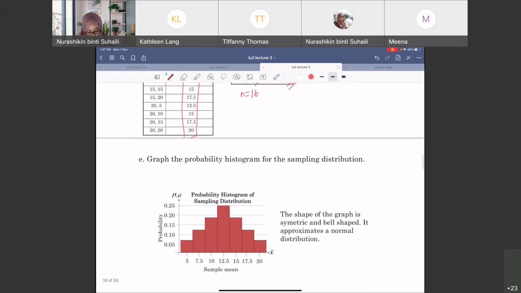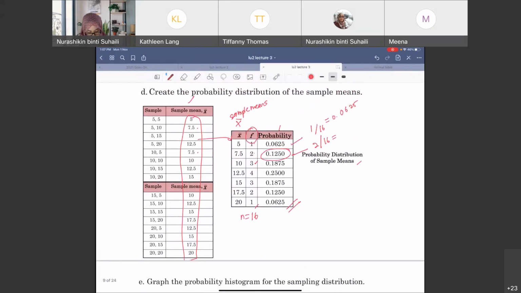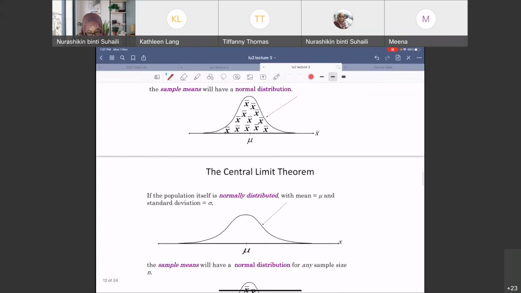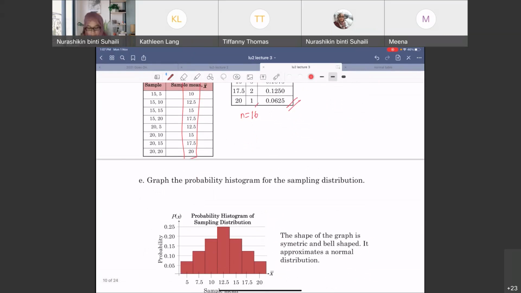This one is just how to present it in the form of a histogram. So the question will look like this. So that is sampling distribution.